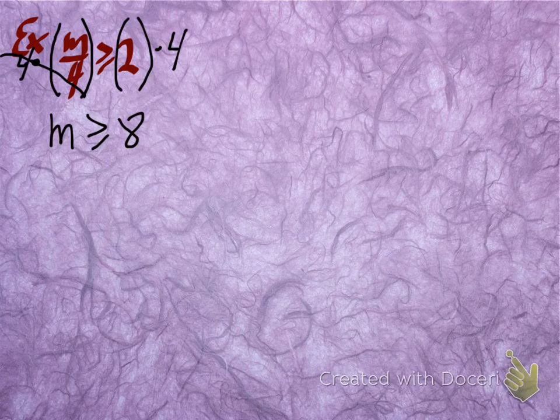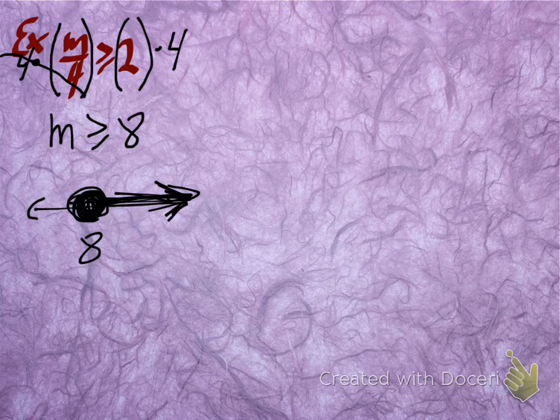Okay, the graph for that will be, we'll start at 8. We'll draw a circle. This time the circle is going to be filled in because it's greater than or equal to 8, and it's greater than, so we'll shade to the right. And as always, the variable goes over here on the right.